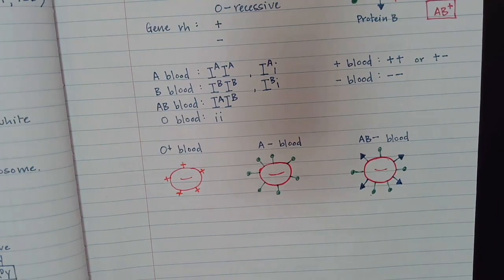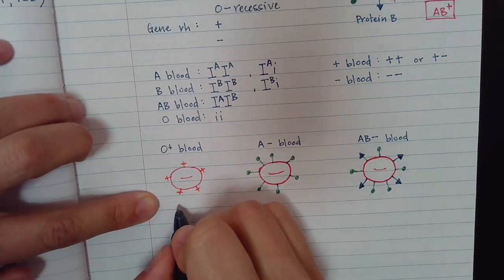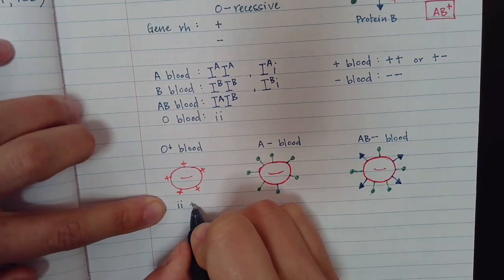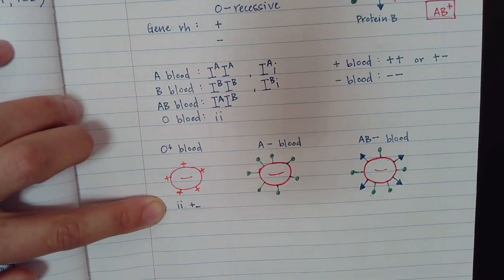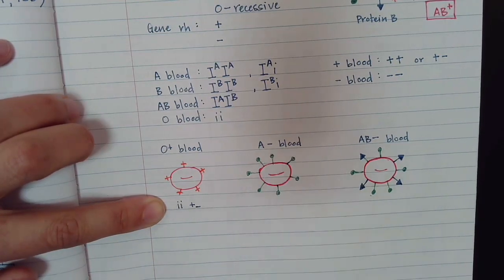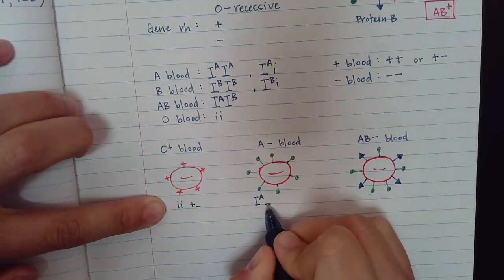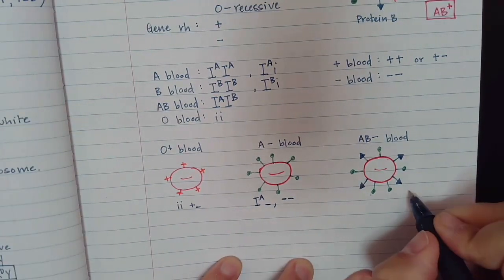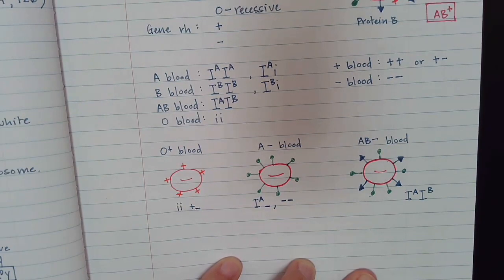Let's see if we can figure out the genotypes of these people. So my O positive blood, their genotype is going to be little i, and then they could be positive positive or positive negative. So I'm going to put a little line that means I just don't know what they are for their RH gene. My A minus, we know that they have to be one big A, but I don't know what their other one is. And I know that for their RH, they have to be minus minus. That's the only way to have that. And then our AB blood, the only way to have AB blood is to have both of those alleles. And the only way to have minus blood is to have both of the negative alleles.